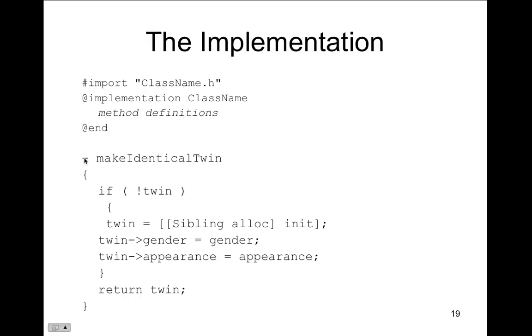Minus sign says it's an instance method, and it's going to be called makeIdenticalTwin. We have an opening and closing bracket, same syntax as you might before, and this is actually going to look very similar as well, because we've got, you know, if not a twin, then make a twin, essentially. The twin is going to be equal to a sibling, new, make a new sibling, essentially, alloc, to create that instance and initialize it. Twin, this is like the dot gender, but it, again, follows the same syntax because this is dynamic. It's using that arrow instead of the dot notation. So it's the same meaning, actually, as in C++. The gender, make it equal to the gender. The appearance, make it equal to the appearance. And then return the twin, essentially.